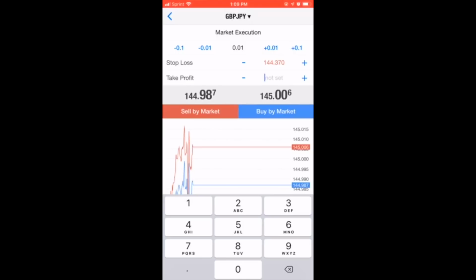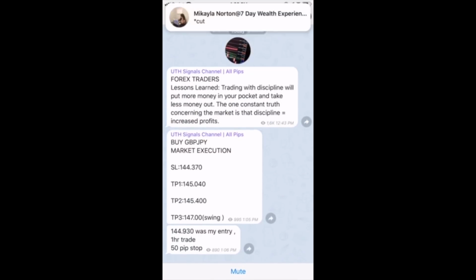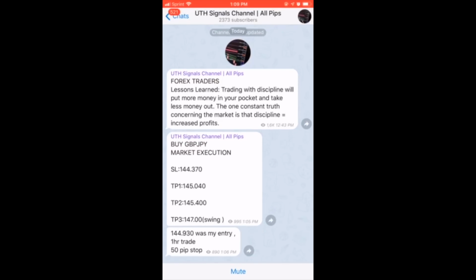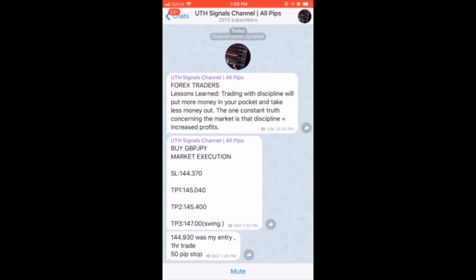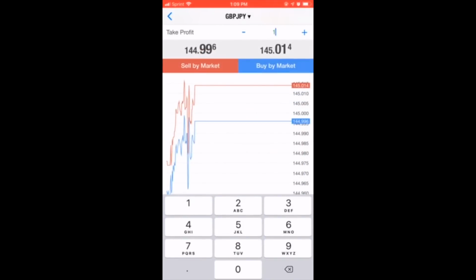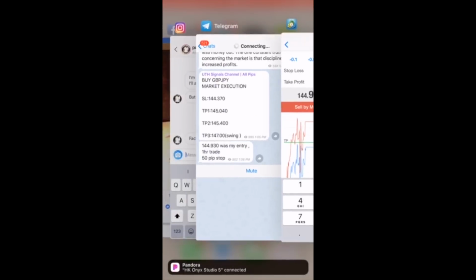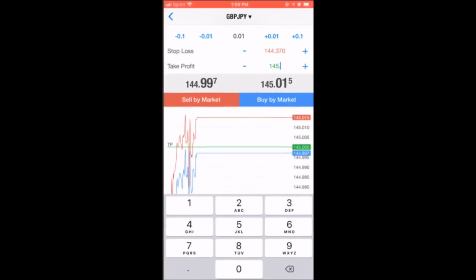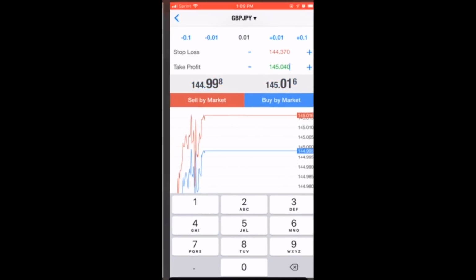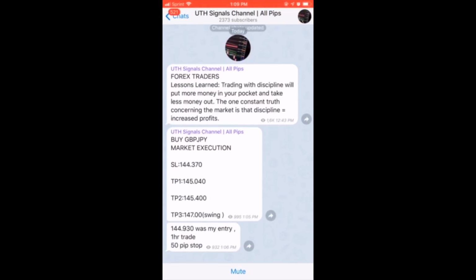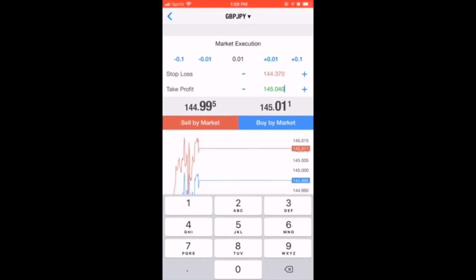Now we're going to look at our take profit. On your signal, that is the one that says TP1. It says 145.040. So we're going to copy exactly that. 145.0, I forgot. See, got to go back and look. Hold on, make sure. Keep checking now. 145.040. Now we're going to triple check and double check and make sure we're looking at it and entering the numbers correctly.